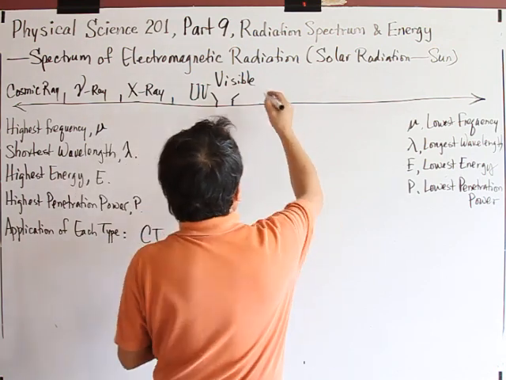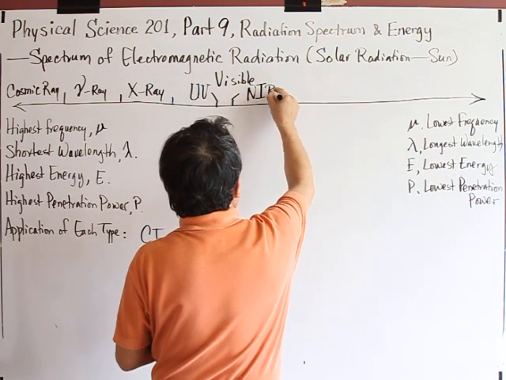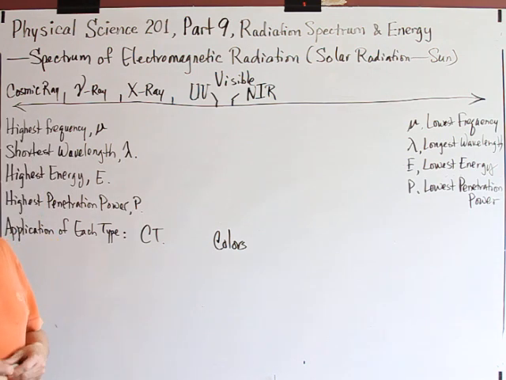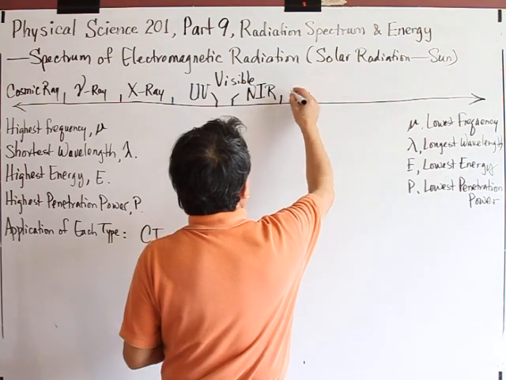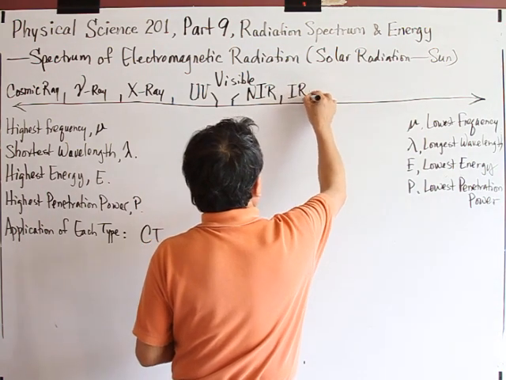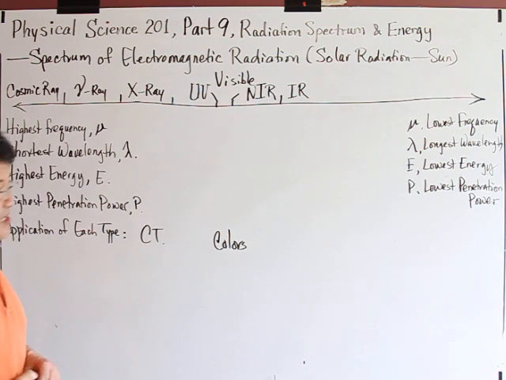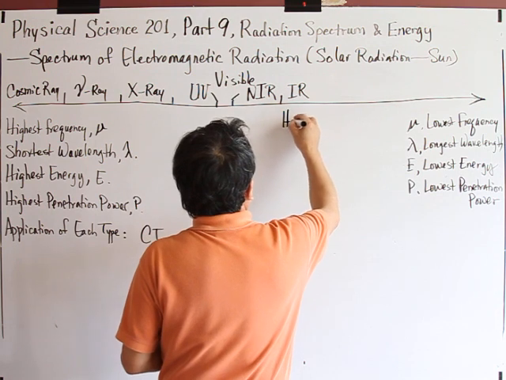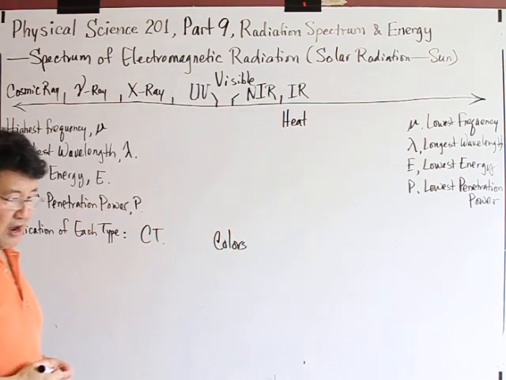Now after UV, we have NIR. It's called near infrared. What does infrared stand for? It basically is heat. Near infrared, that band, is followed by a band called infrared. Infrared radiation. What is the layman's term for infrared radiation? Basically, it's the heat. The fire, the heat, right?